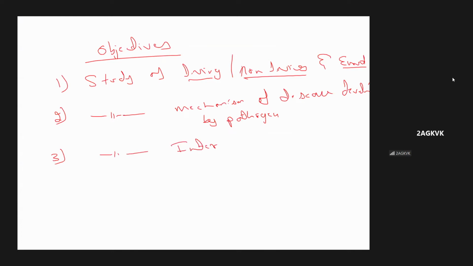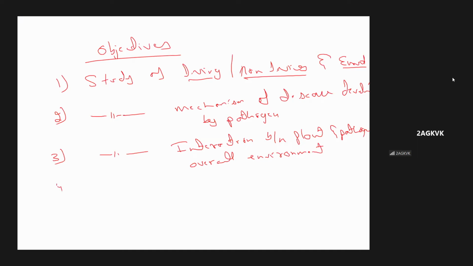interaction. To study the interaction of what? Interaction between plant and pathogen, especially in relation to overall environment. In the third objective, what we will be studying is the interaction between the plant and the pathogen, and the pathogens in relation to overall environment.